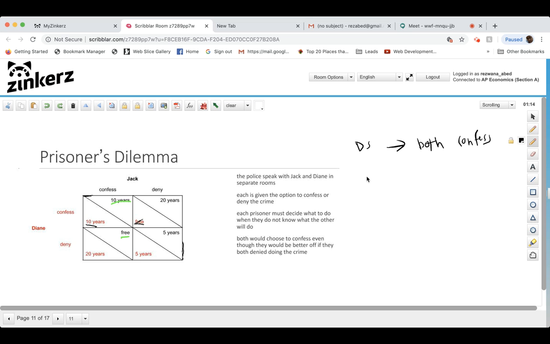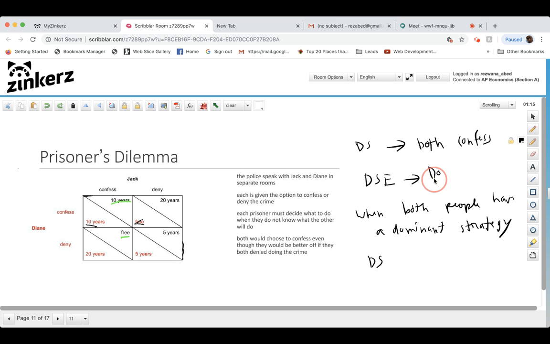And when we have something like this, when both people have a dominant strategy, right? So here the dominant strategy for both of them was to confess, right? We call that a dominant strategy equilibrium. Okay.